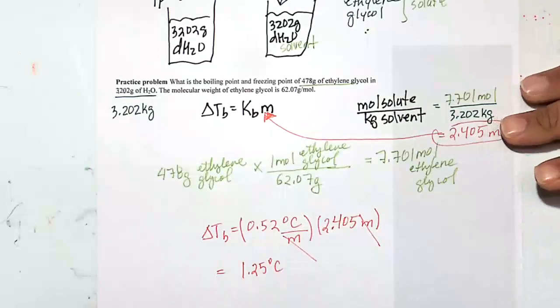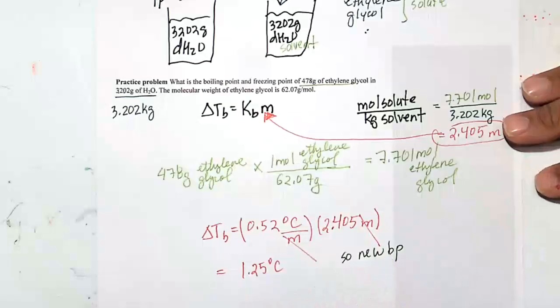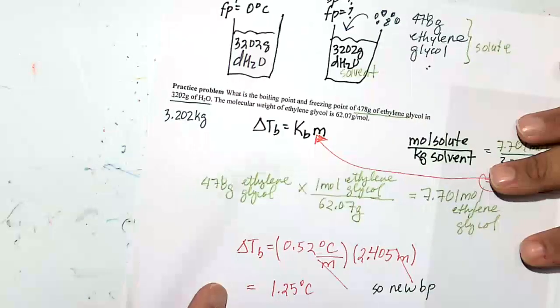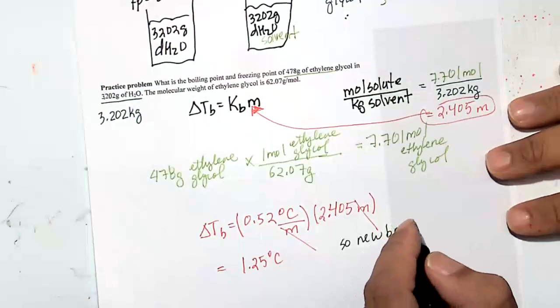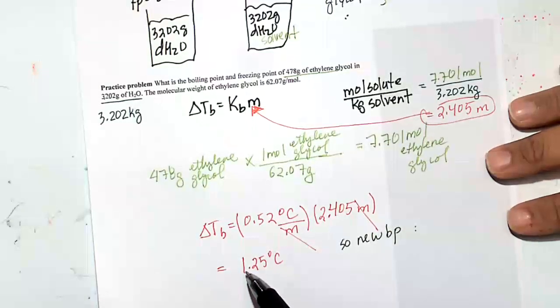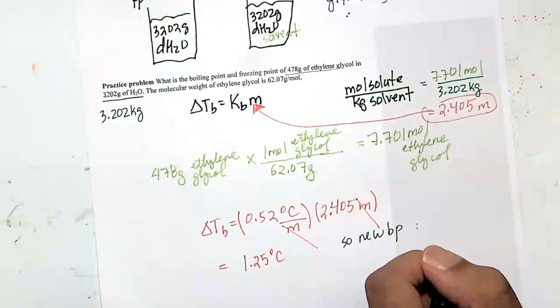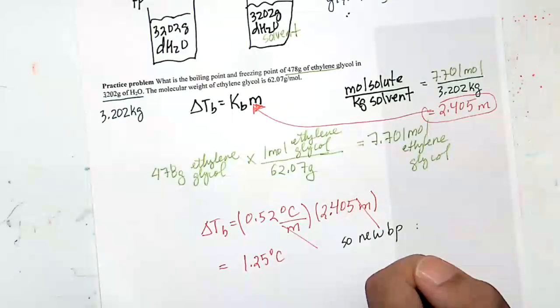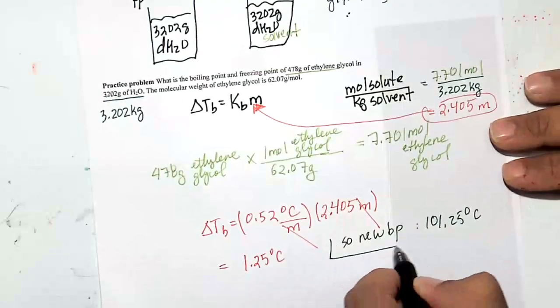On the exam, what will be our answer? What will be our new boiling point? So new boiling point after the addition of 478 grams of ethylene glycol to 3,000 grams of water, what will it be? Will it be 1.25 degrees C? I know a lot of students will write this on the exam. But what will the new boiling point be? Yes, it will be 101.25 degrees C. So this is the answer.